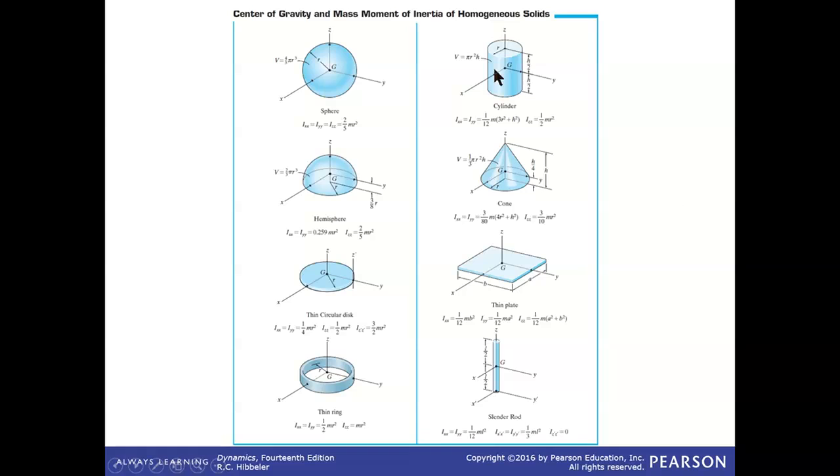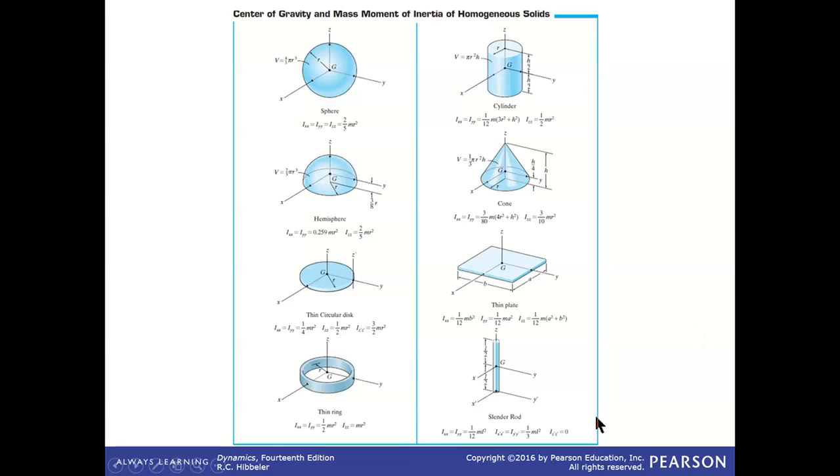For example, if you need to calculate the moment of inertia of a cylinder where G is the center of mass, about, let's say, the x-axis or y-axis, then it's 1/12 m (3r² + h²), where h is the height of the cylinder. Similarly, the moment of inertia for a slender rod about the x or y axis passing through its center of mass G is given by 1/12 m l².